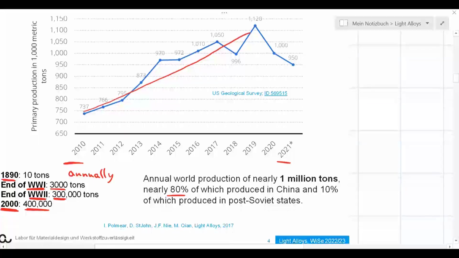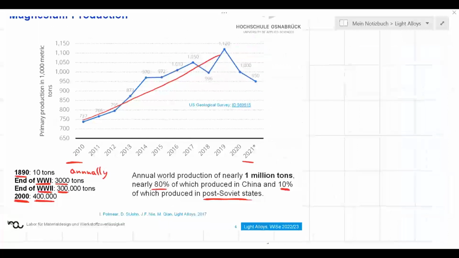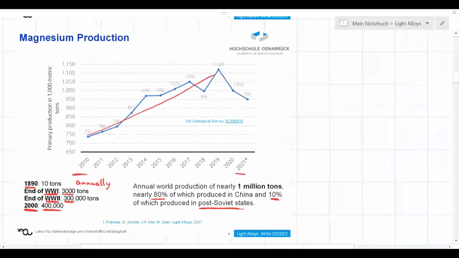And also Russia is a producer, right? But if you just consider the amount of magnesium produced in the post-Soviet states, Russia, Ukraine, and the other former Soviet Union states, it is accounting for only 10% of the market, and 80% coming from China and 10% from the rest of the world. So it is controlling developments in the magnesium industry almost exclusively. And this decline here, I don't know, perhaps it is related to the pandemics.